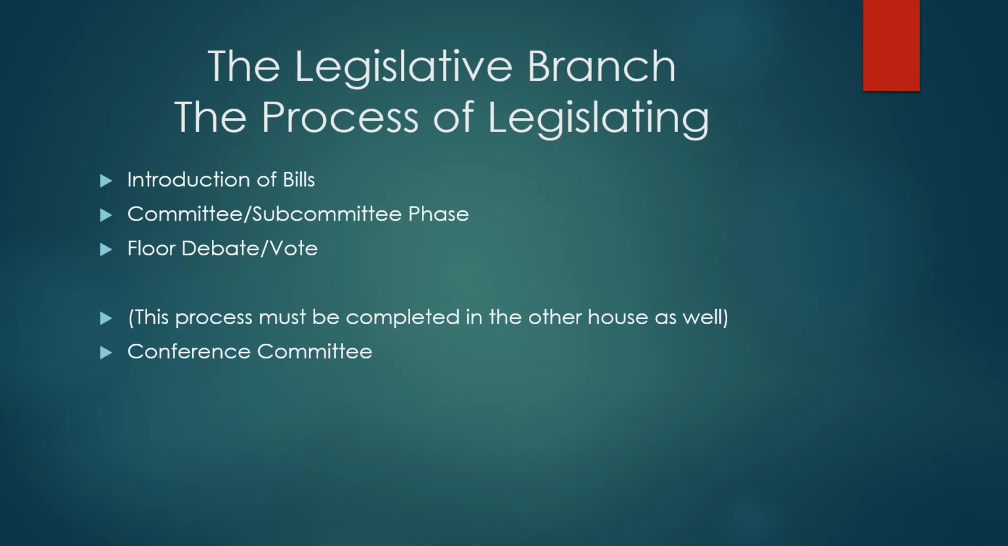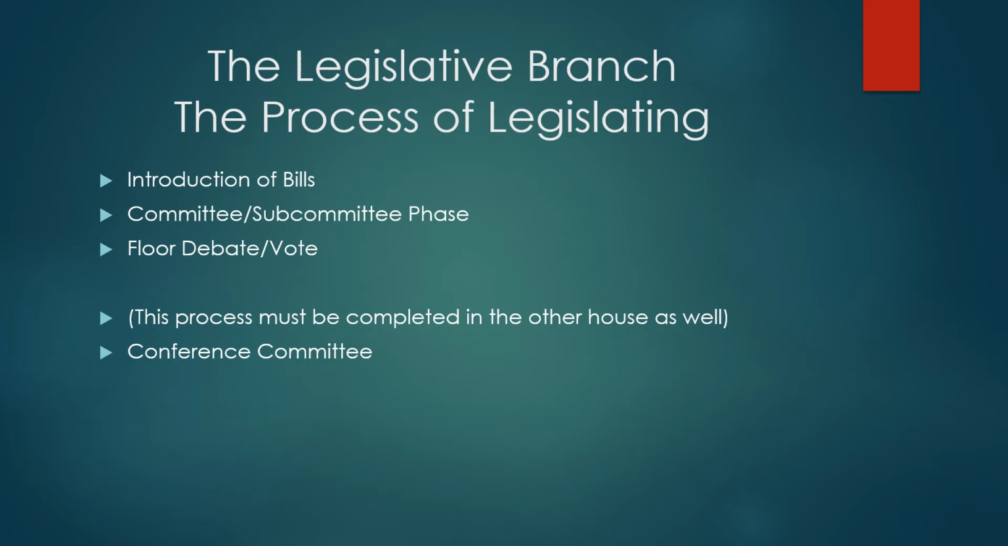Now, that's not the end, though, because this entire process must be repeated or completed in the other house as well. So once you have a bill passed in one house, it's sent to the other house for consideration. Sometimes bills will be considered at the same time, but by the time they get through, they have lots of amendments and changes. Once it goes through the other house, if it's not exactly the same as the bill that went through the first house, it has to go to what's called a conference committee, which will look at it.